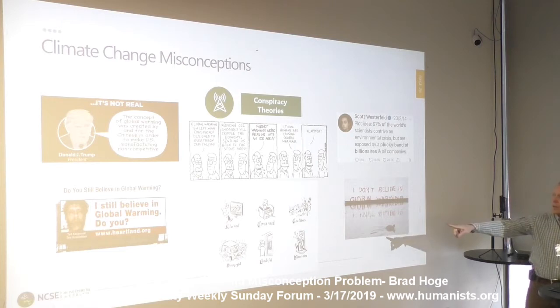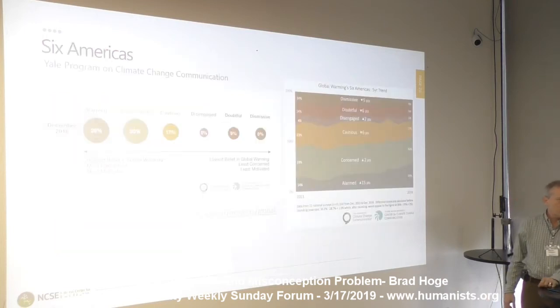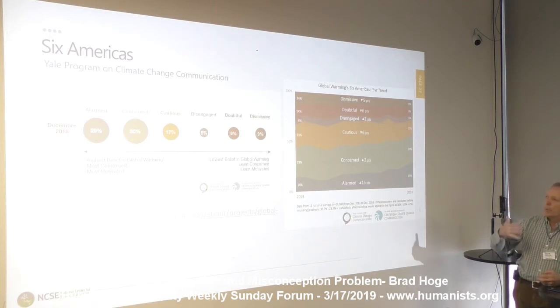I'm going to move on to this bottom cartoon here, and it's really just here as a transition. It shows alarmed, concerned, cautious, disengaged, doubtful, and dismissive. These are all categories of people that the Yale Program on Climate Change Communication, which does constant polling, uses. They ask questions that allow them to put people's opinions into these areas, whether you're alarmed about climate change, concerned, cautious, disengaged, doubtful, or dismissive. Again, you can find a link to this. It's an amazing program.